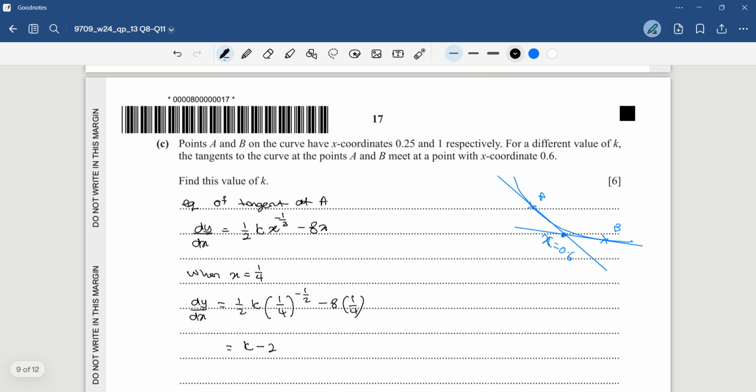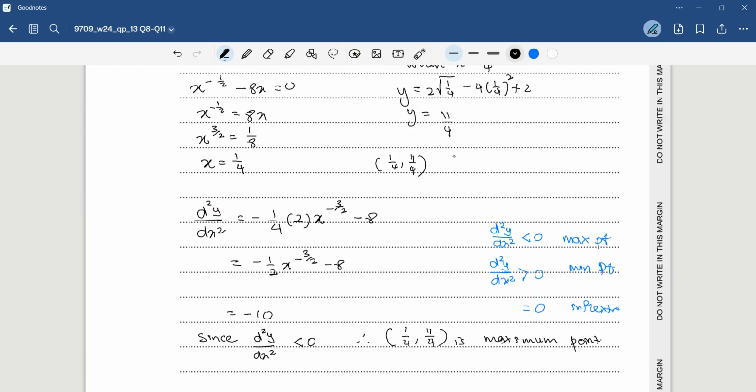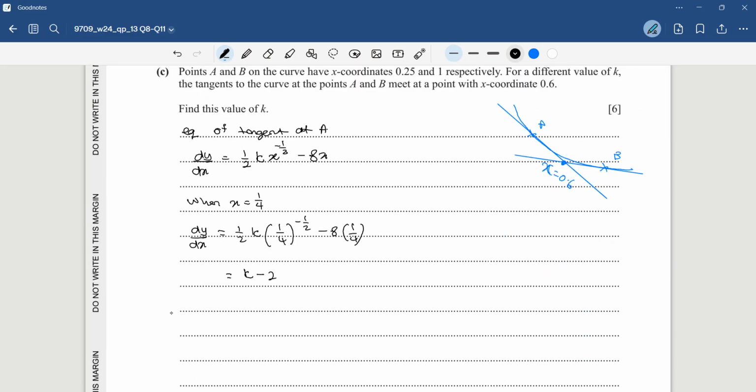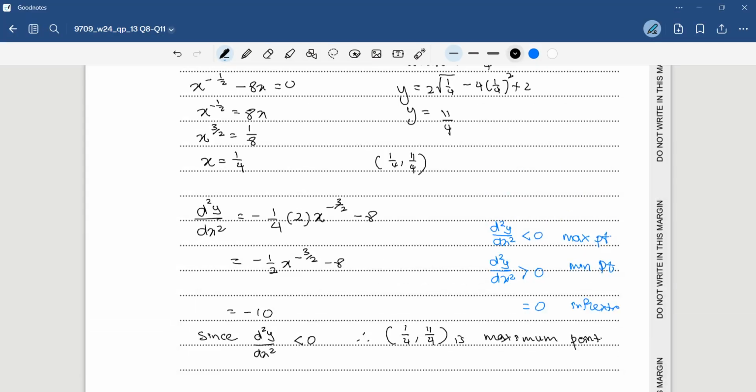Okay, so in order to find the y value for this when x equal to 1 over 4, when x equal to 1 over 4, my y is equivalent to k times 1 over 4 to the power of half, minus 4 times 1 over 4 squared, plus 2. Am I correct? Yeah.